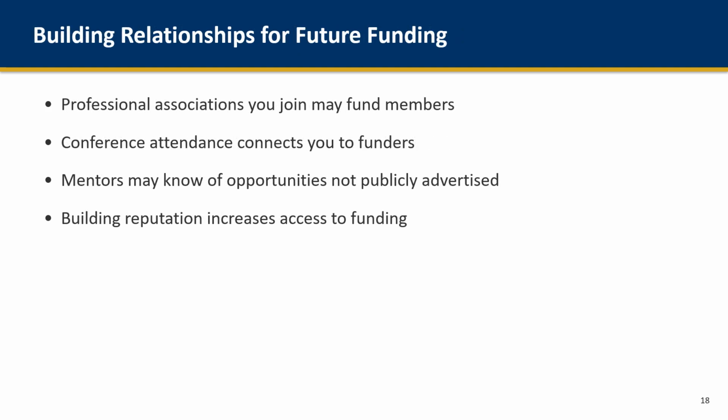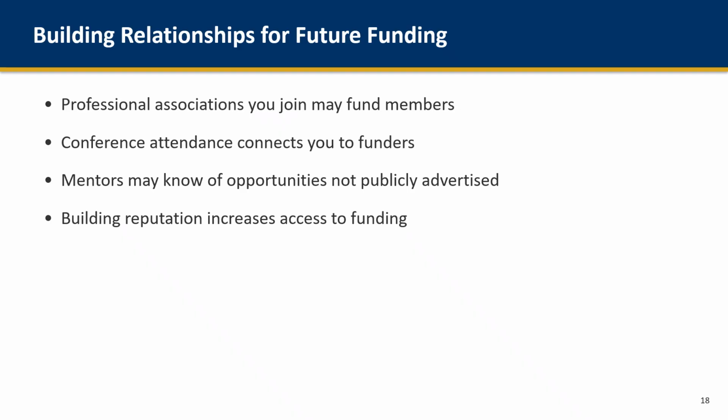Beyond applying to posted scholarships, build relationships that create funding opportunities. Professional associations you join may fund their members. Student membership in professional organizations is usually inexpensive and provides access to member-only scholarships and awards. The membership itself is an investment in funding access. Conference attendance connects you to organizations that fund students. You meet representatives from foundations, professional associations, and other funders. These connections can alert you to opportunities and strengthen your applications when you do apply.